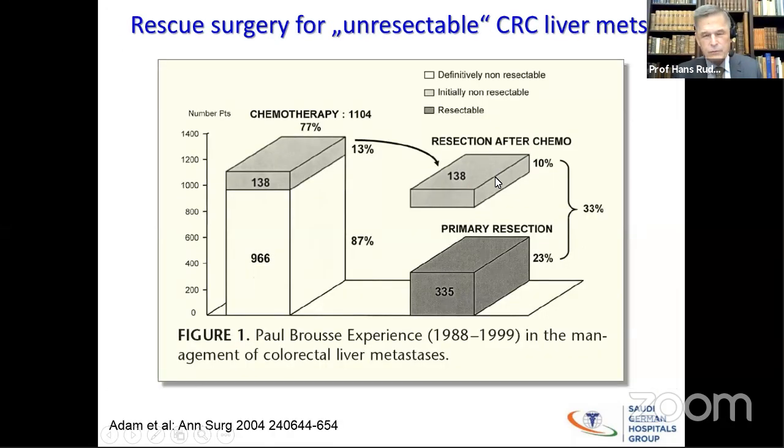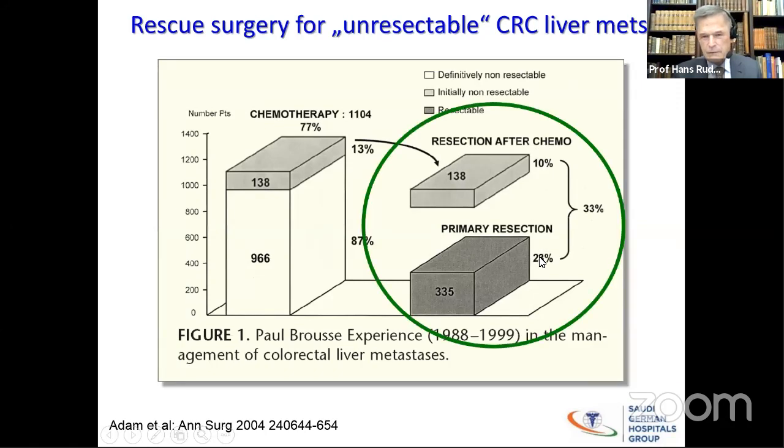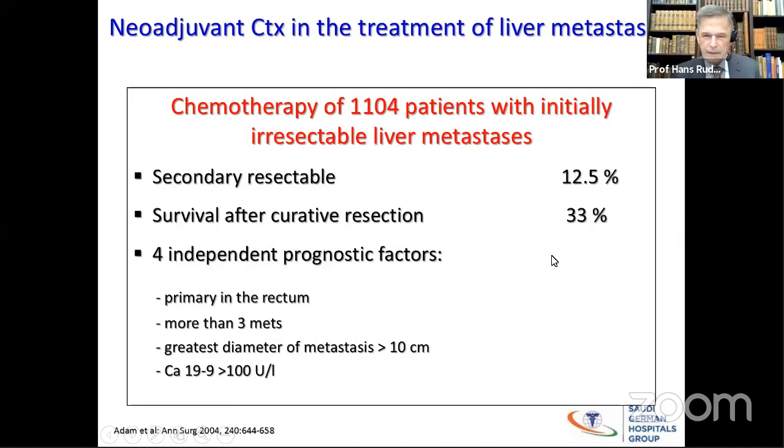And Adam could show that of all patients, 23% were resectable in his institution, and he could add another 10%, which is roughly 40% more than initially, to an overall resectability rate of 33%. Of secondary resectable, 12.5% in that publication, and there were 4 independent prognostic factors to say whether the patient will be resectable or not after chemotherapy.